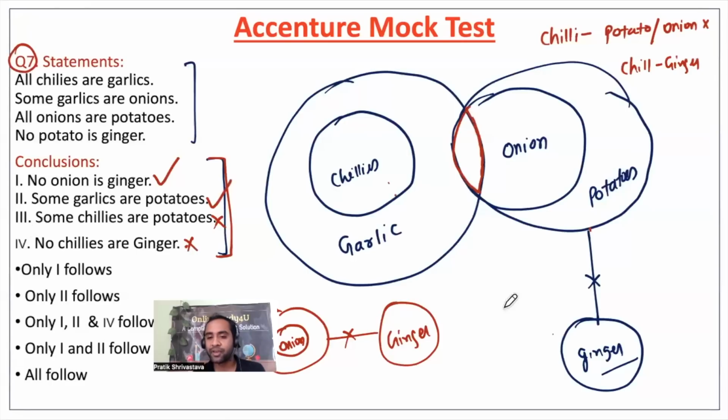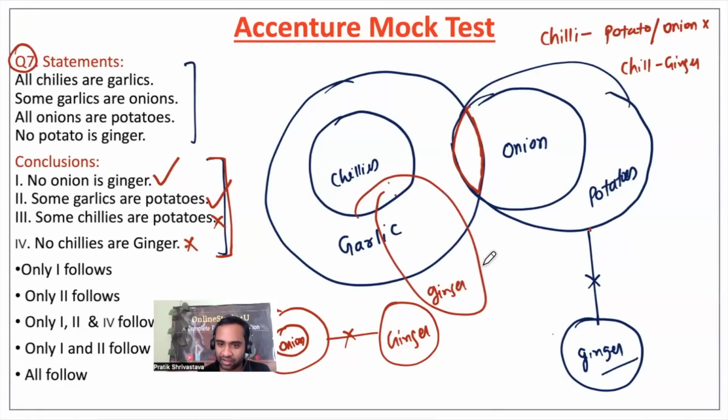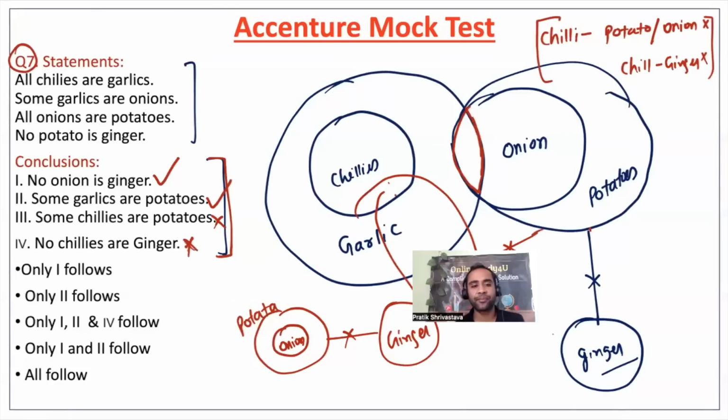But most of you will mark this true. Friends, one thing you understand, I can draw this ginger like this also, then also the potato will not have any relation and chilies might be ginger. So please make sure that where the relation has not been given, if they ask in the conclusion, you have to mark it false. So only 1 and 2 follow, not this option. Some of you might comment, sir, this will be the correct answer. No, my dear friends, it is not.